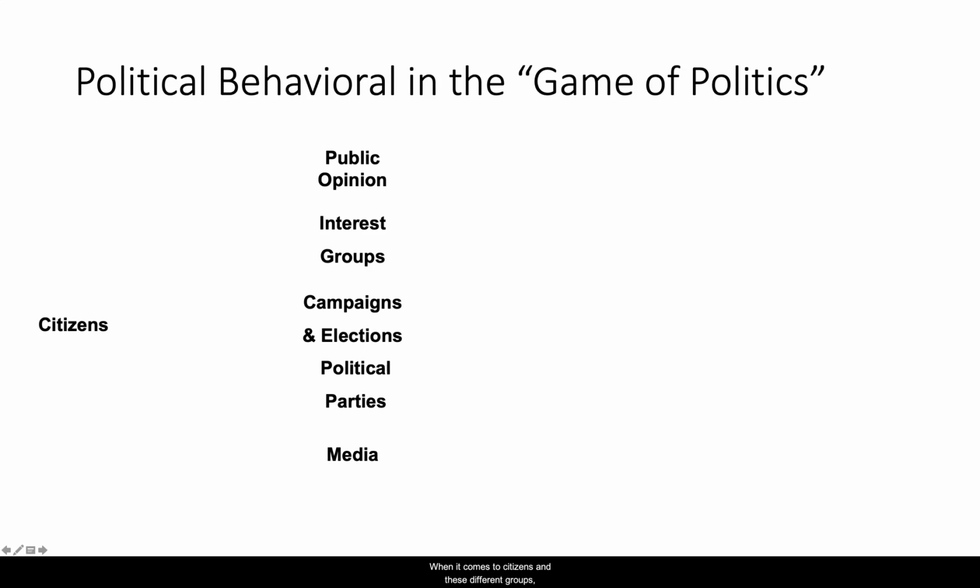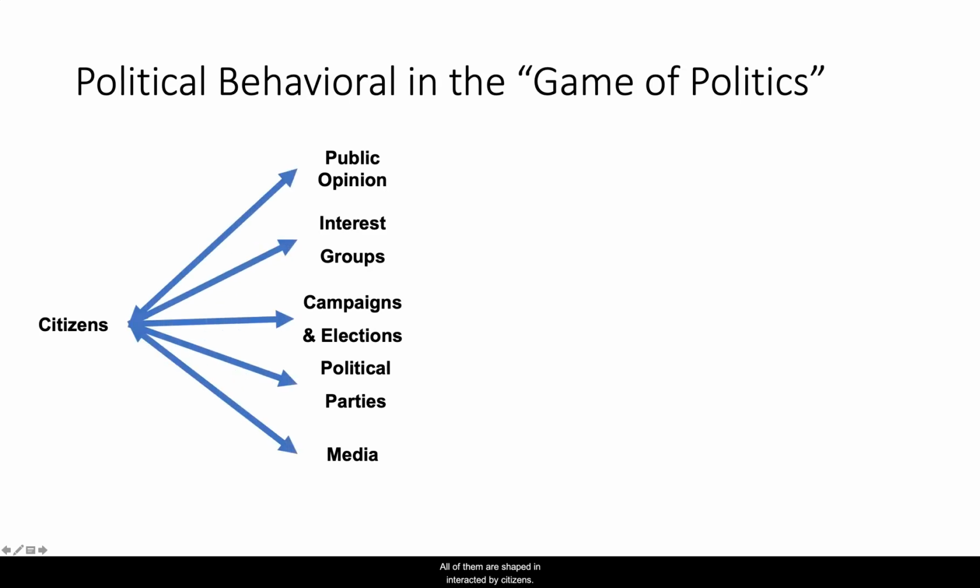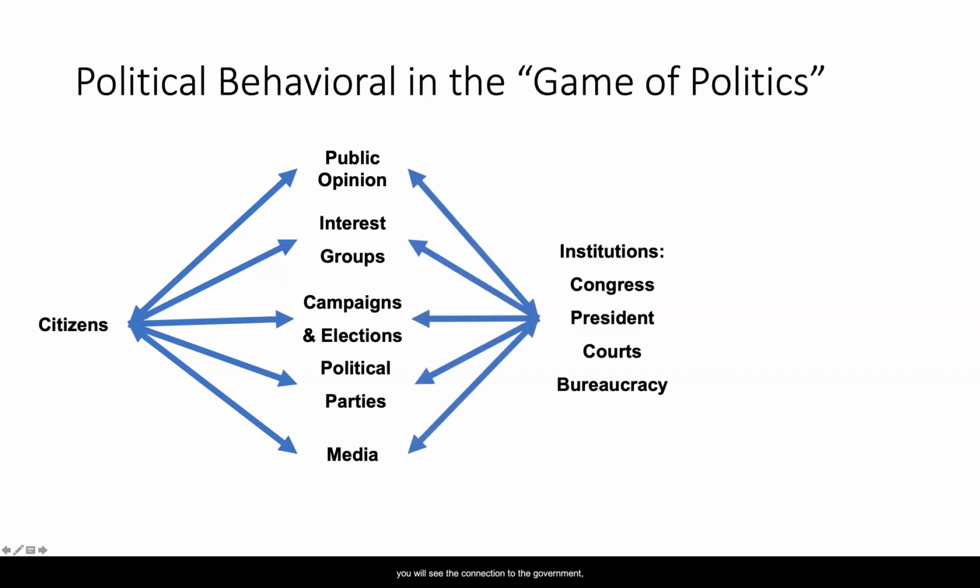When it comes to citizens and these different aspects of political behavior, all of them are shaped and interacted with by citizens, but you'll notice there is also a reverse effect of public opinion on citizens, interest groups on citizens, political parties on citizens, the media on citizens. These two groups interact with each other. And once you have that interaction going on, you then see the connection to the government, the institutions: the Congress, the president, the courts, the bureaucracy. So those groups in the middle, from public opinion down to the media, help citizens interact with the government, but are also impacting how citizens interact with the government.